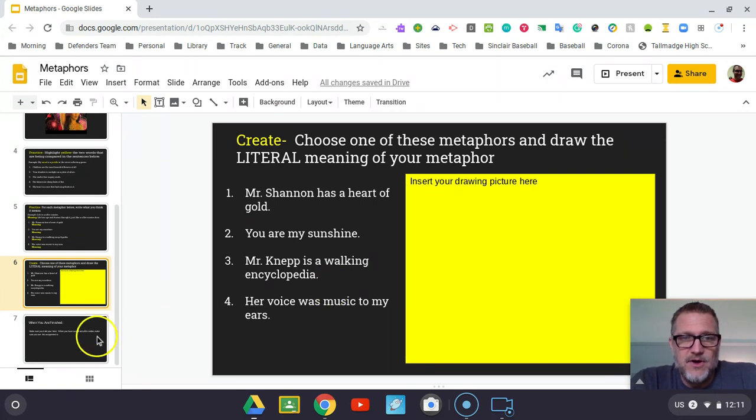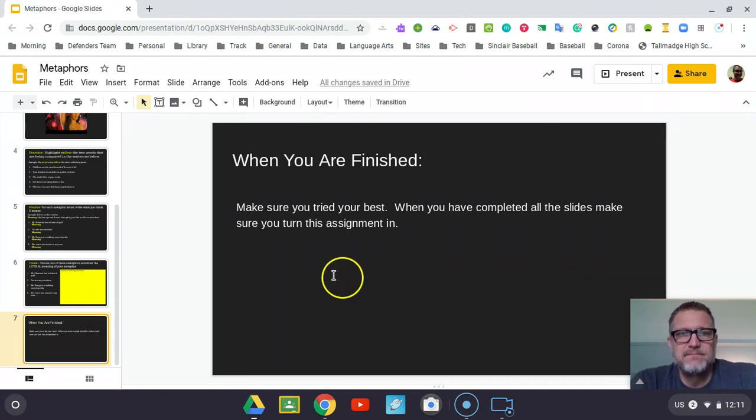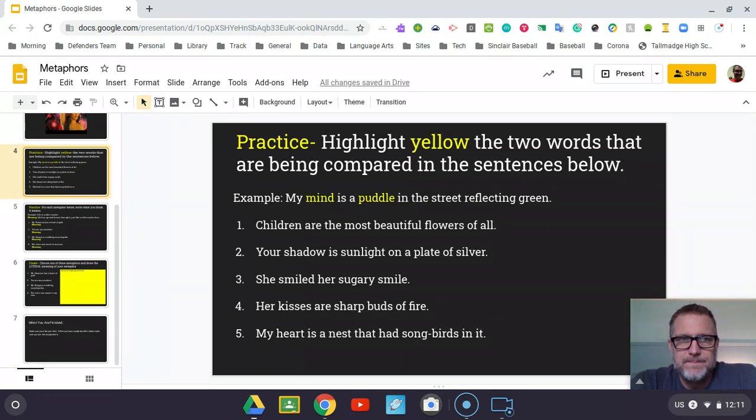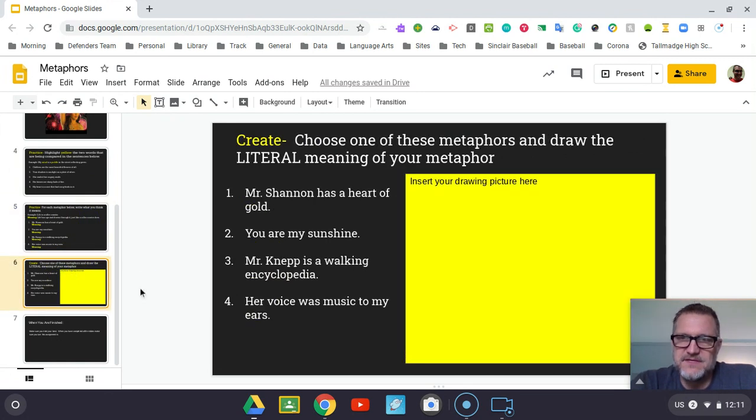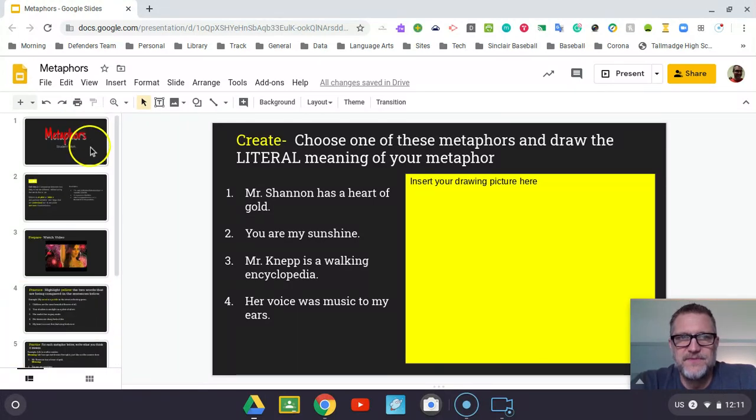And then when you're all done, you're going to go to this site and it says, make sure you tried your best and completed all the slides. We are looking for you to have slide numbers 4, 5, and 6 done, and then you'll get credit for this assignment. We're trying to teach you a little bit about metaphors. If you have any questions, you can certainly hop onto Google Classroom or your email, or check in with us. This is the important thing: check in with us when we do Google Meets this week and ask your questions there.